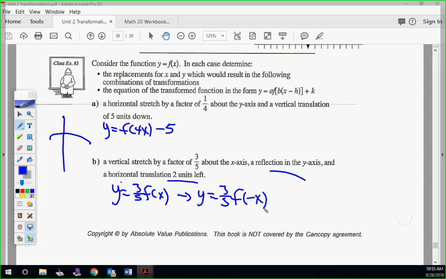And now we'll insert the last piece there. Two left. So it's going to be like that. You can leave it like that so you can see everything that's going on. But you could distribute the negative if you wanted. It's fine. But they left it like that so you see the flip and you see the +2.